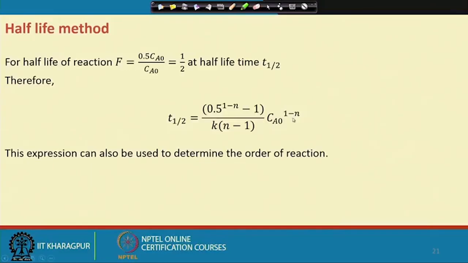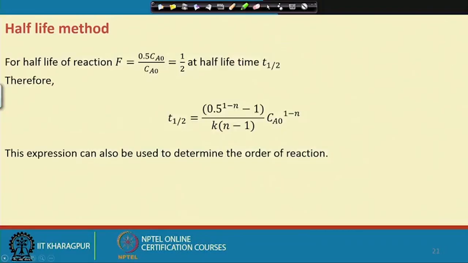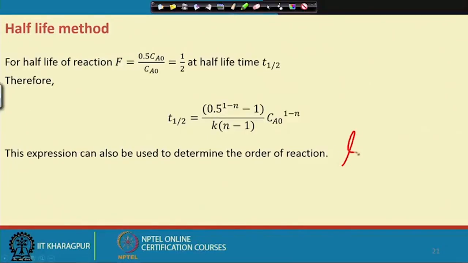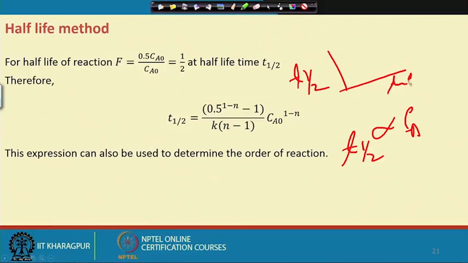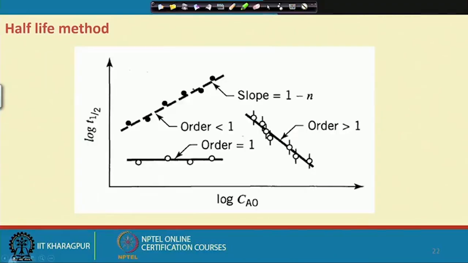Now, if n is less than 1, what will happen? This will be positive, then t half is directly proportional to C_A. What I can write here is that t half will be directly proportional to C_A. So as the C_A value changes, t half also changes like this. This is what I want to point out. This is a very good relationship that we have.